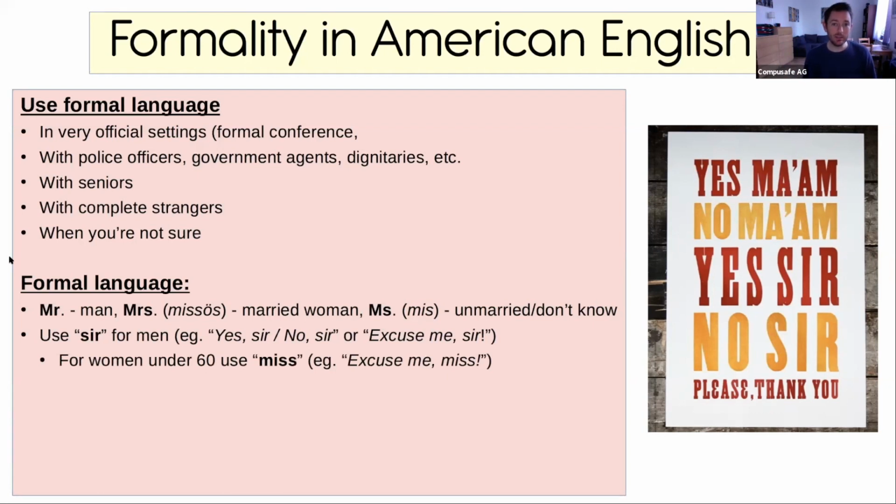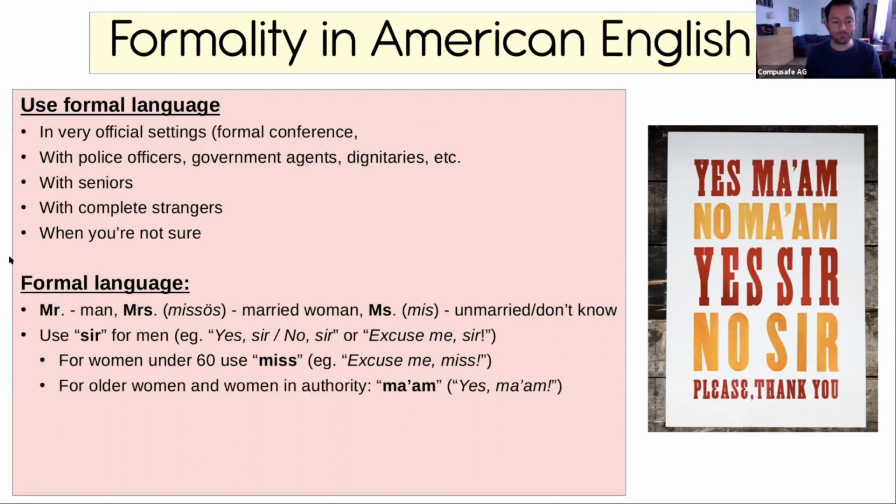So now for women, it gets a little bit trickier. It's better to make young women as old as possible, or let that group of young women be as big as possible. So for women under 60 or so, use miss. So I would say, excuse me, miss. Now here, I would not say yes, miss, or no, miss. That's a bit strange. But if you need to get a woman's attention and she's younger than 60 or so, then you can say, excuse me, miss. Excuse me, miss, you dropped your umbrella.